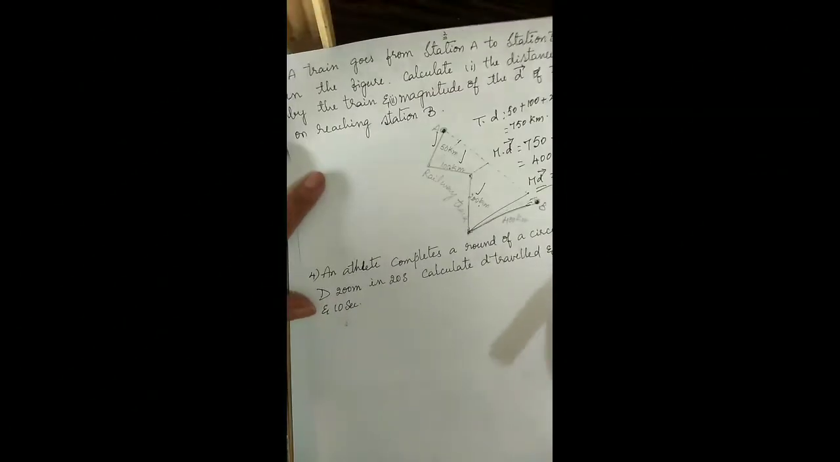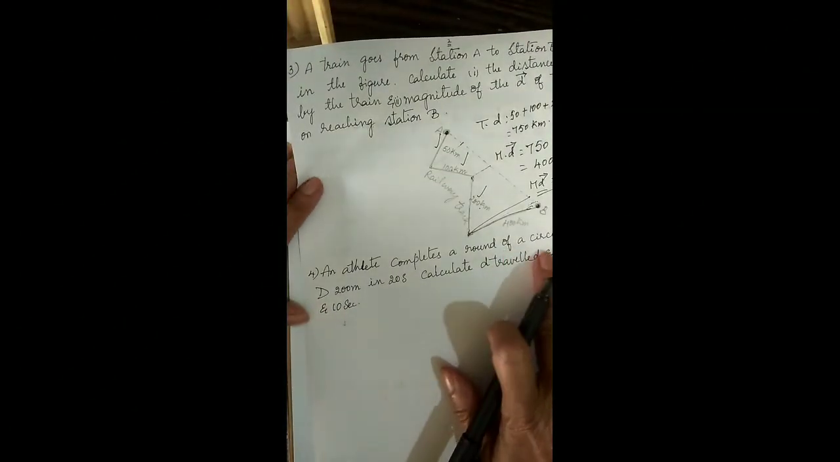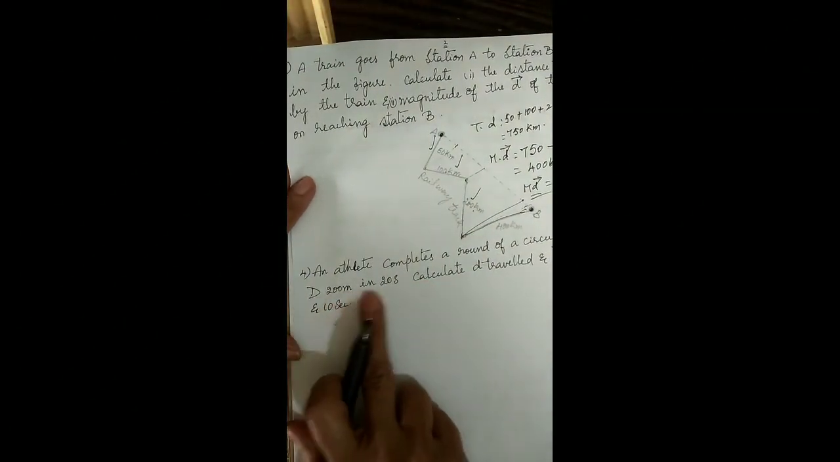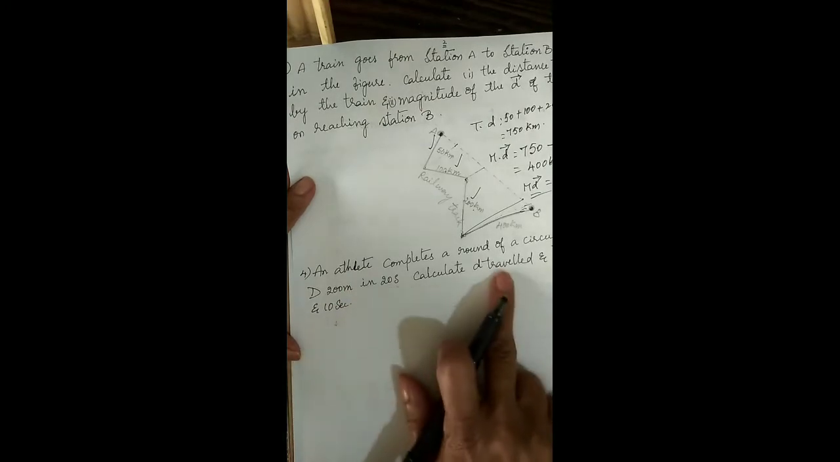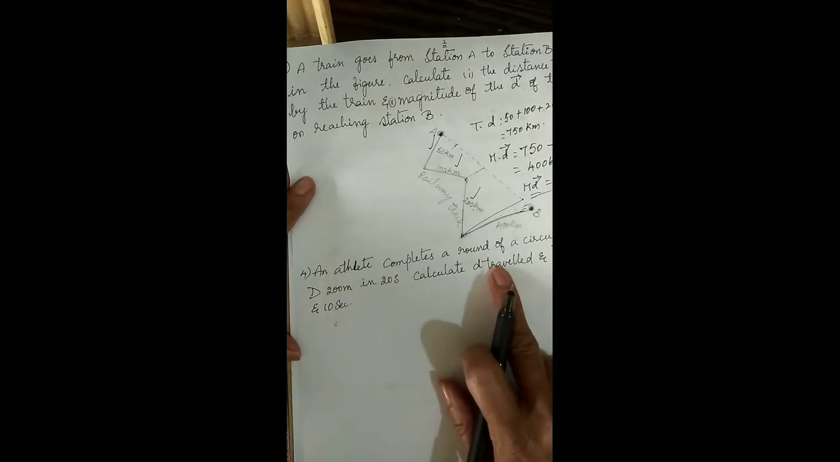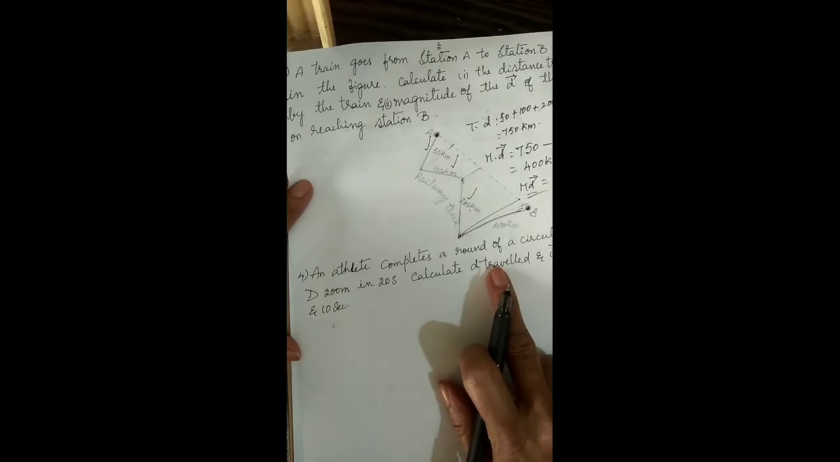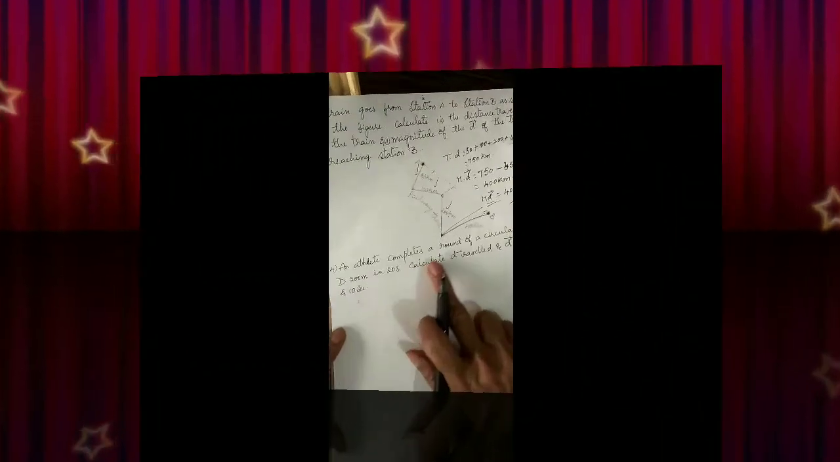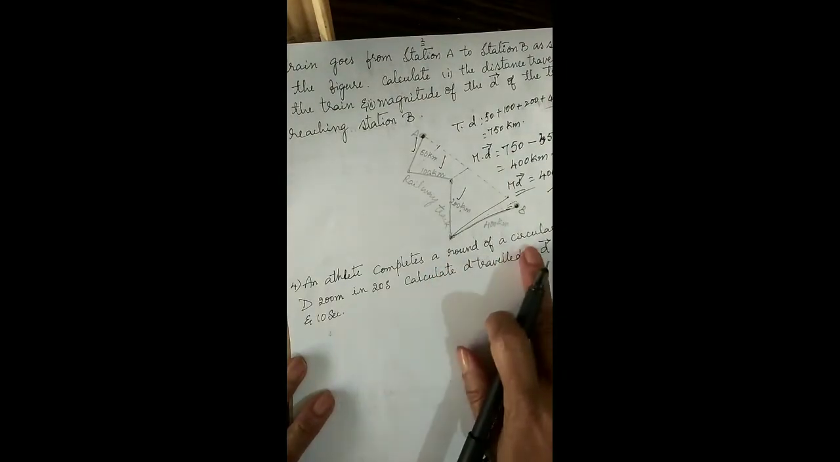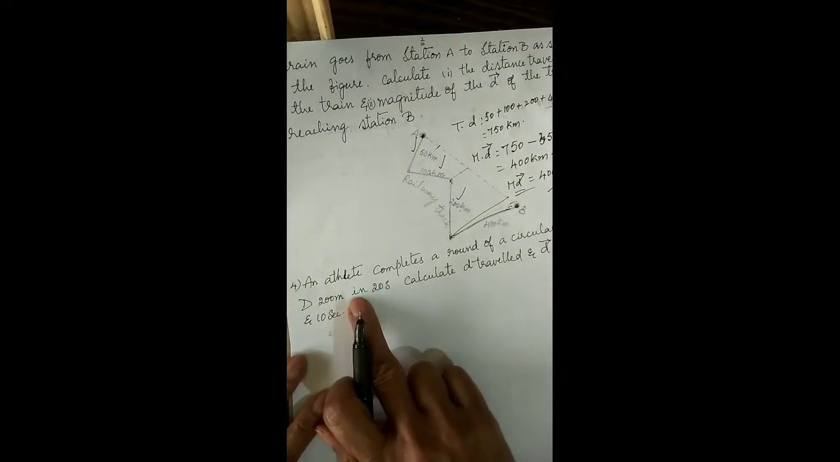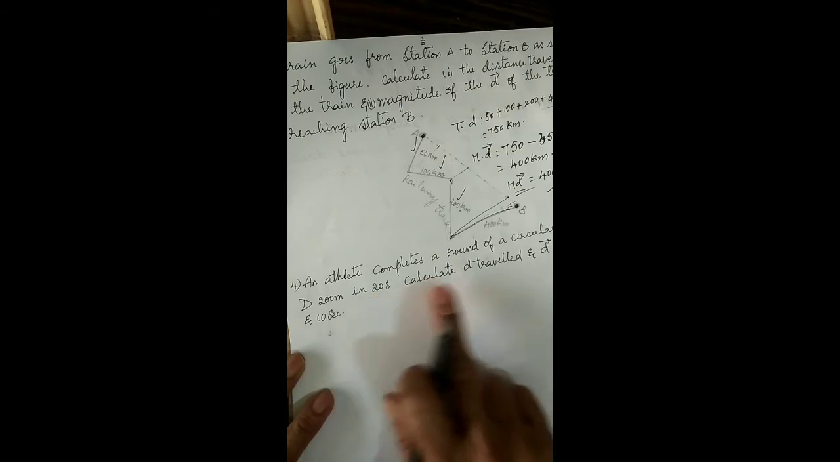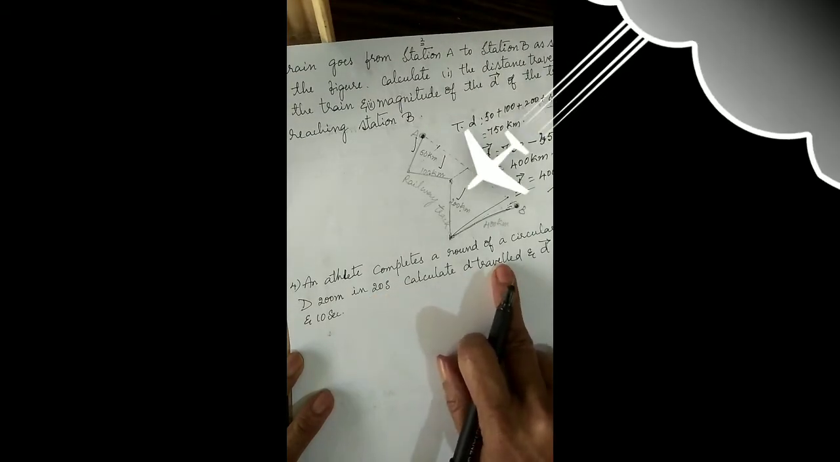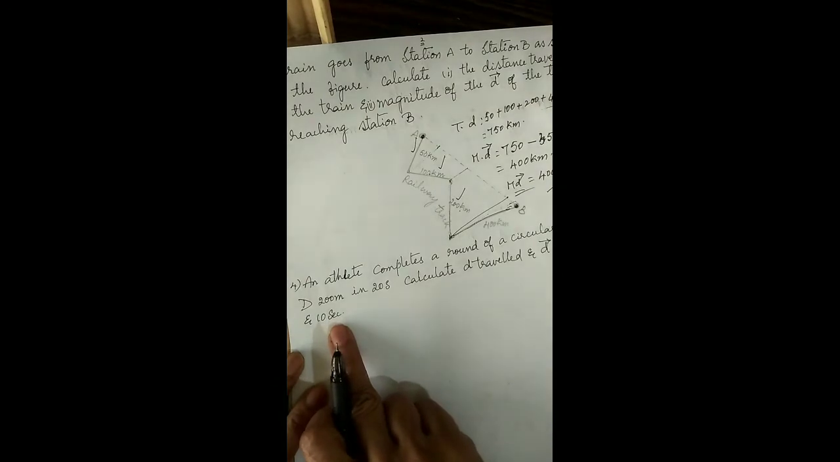An athlete completes a round of a circular track of diameter 200 meters in 20 seconds. Calculate the distance traveled and the displacement at 1 minute and 10 seconds. The athlete completes a round of a circular track of diameter 200 in 20 seconds. Calculate the distance traveled at 1 minute and 10 seconds.